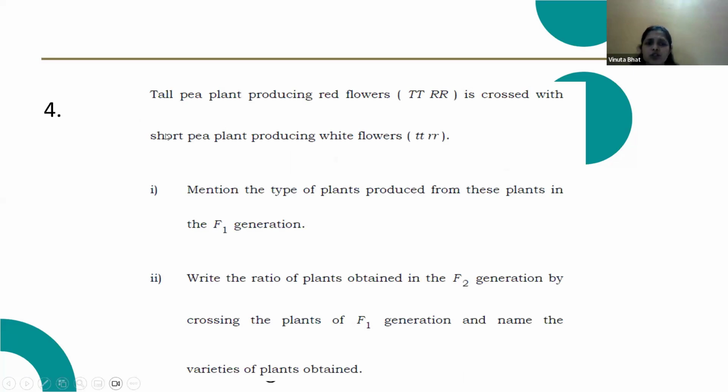Next, this is also the same question. A tall pea plant producing red flowers is crossed with a short pea plant with white flowers. Mention the type of plants produced from these plants in the F1 generation. Then write the ratio of the plants obtained in the F2 generation by crossing the plants of the F1 generation, and name the varieties of the plants. So this is a 5 mark or 4 mark question. Please try to solve this question.